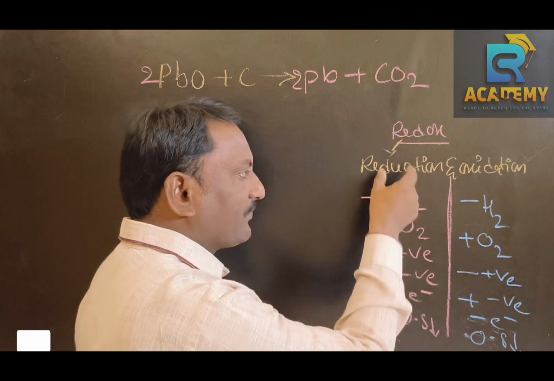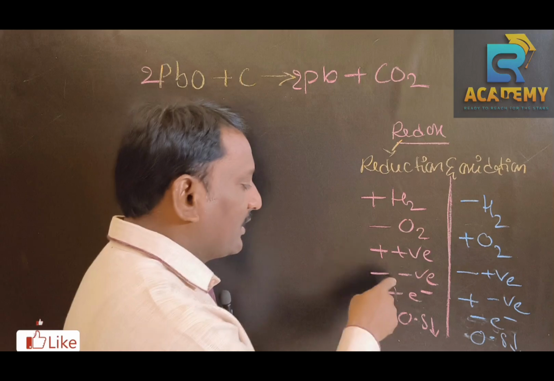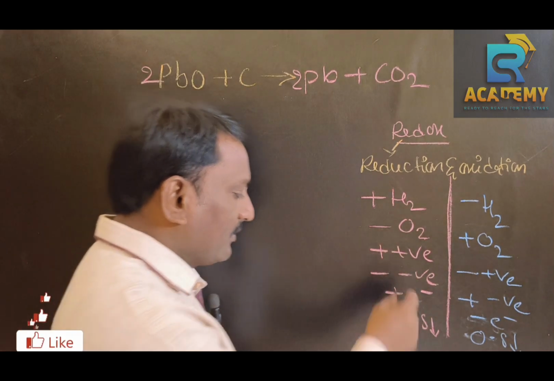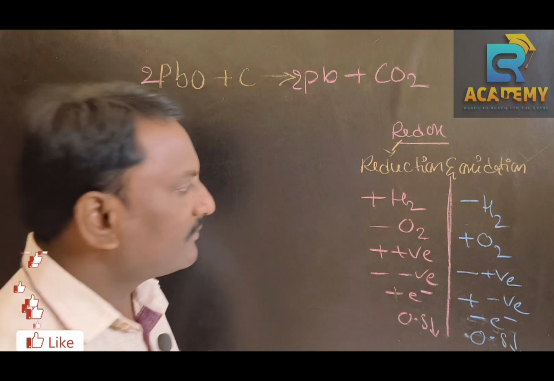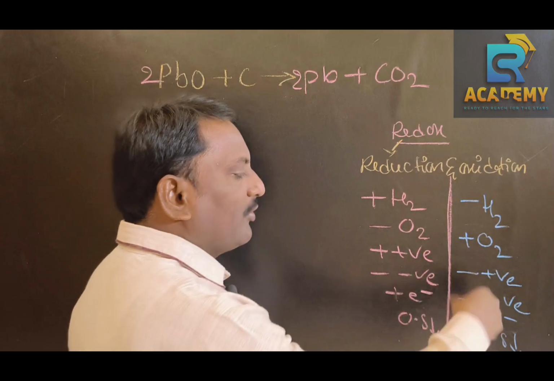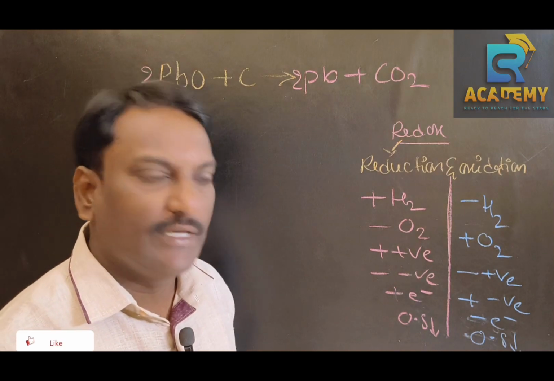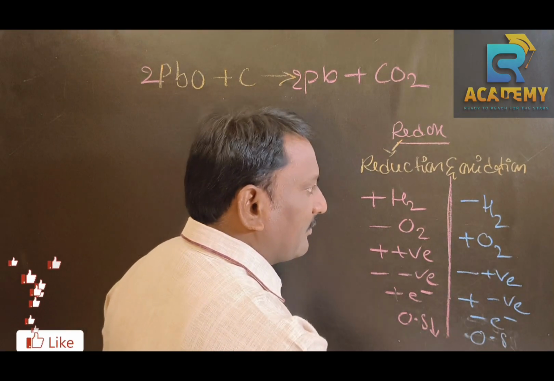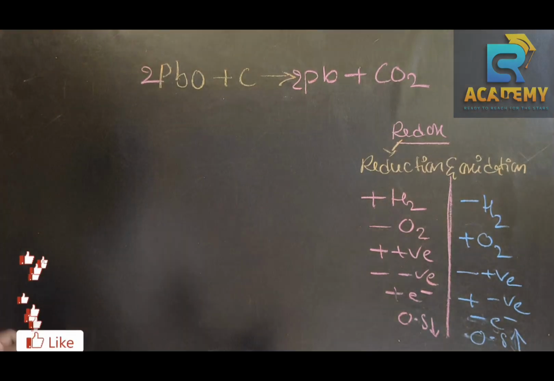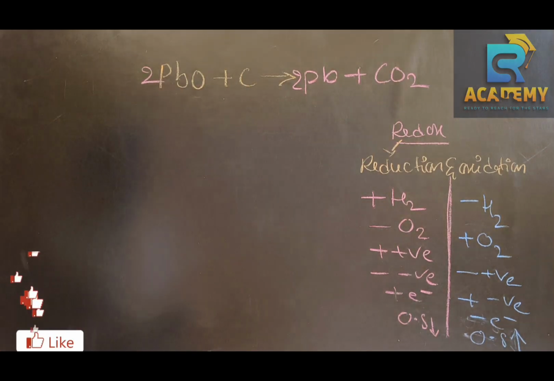Reduction means addition of hydrogen, removal of oxygen, addition of electropositive element, removal of electronegative element, gain of electrons by the element, decrement in oxidation state. Then what is meant by oxidation? Removal of hydrogen, addition of oxygen, removal of electropositive element, addition of electronegative element, loss of electrons by the element, increment in oxidation state. Now let us identify which one is reduction and which one is oxidation.